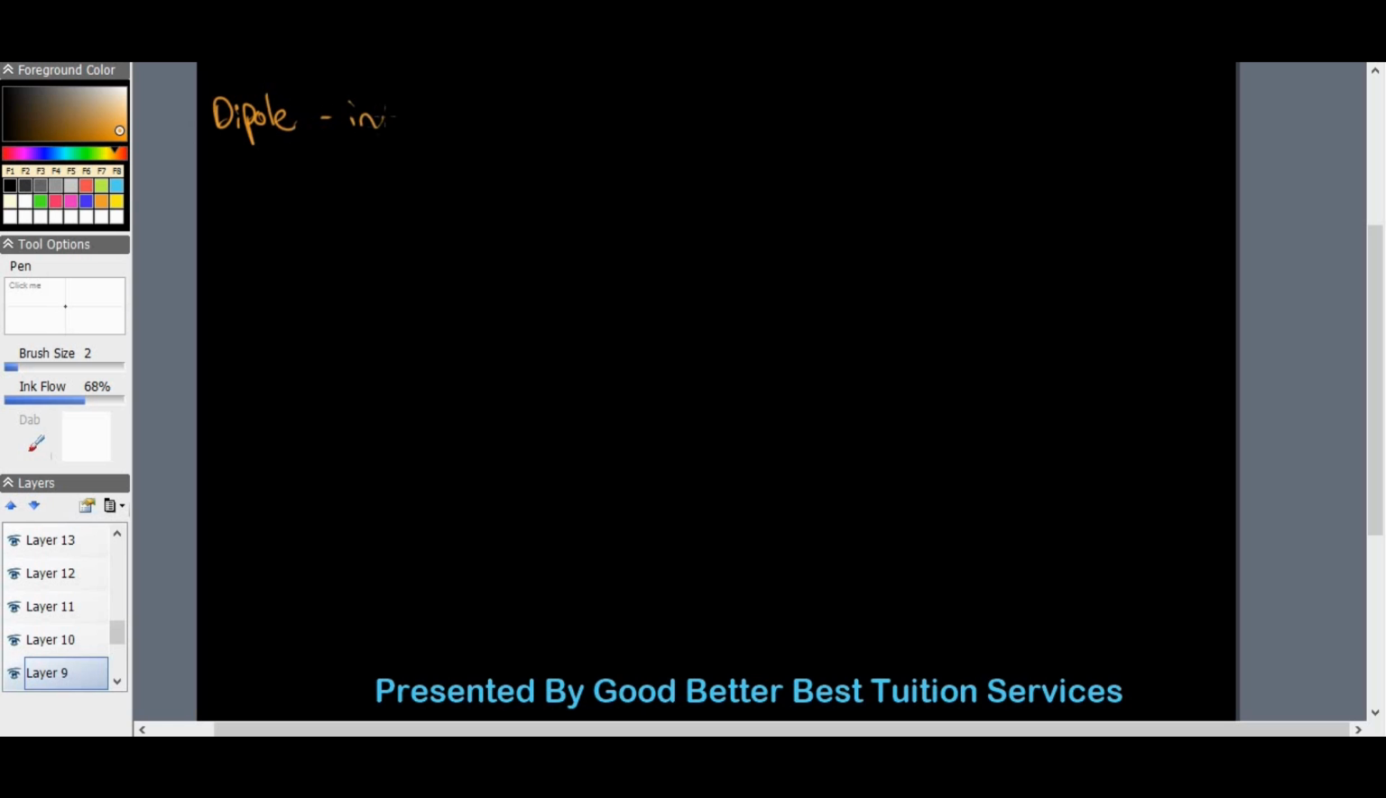But now we also have dipole to induced dipole forces, which we're going to explain in just a moment. So oxygen dissolves in water to a very small extent. Let's take oxygen, for example. This is important for fish and aquatic life in the ocean.